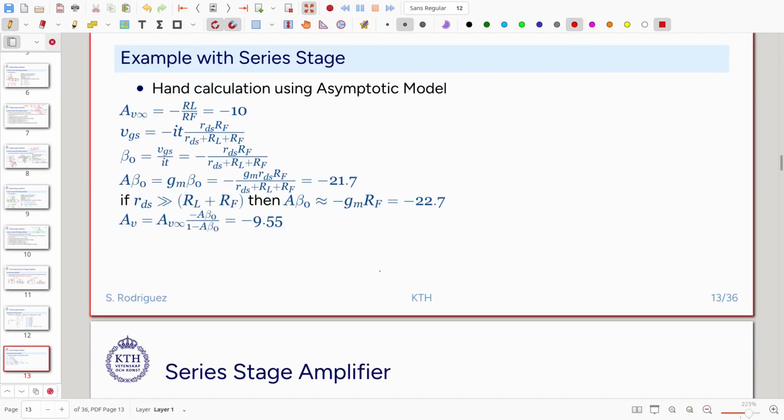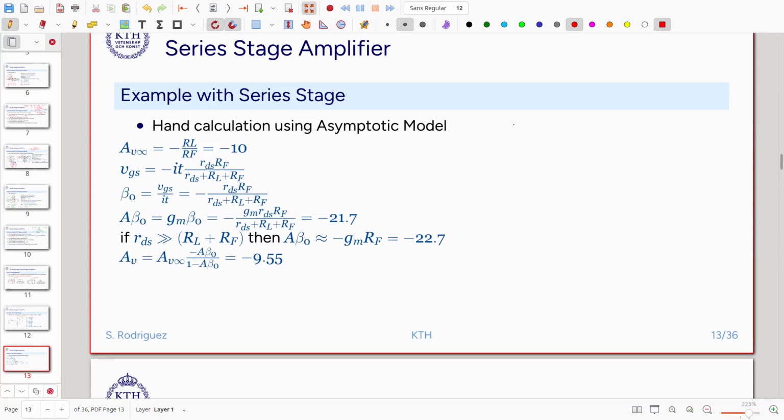So first we are going to do a hand calculation using the asymptotic model, and for that we just draw the circuit assuming that we have a nullor here, and then we will have this resistance RF, and then we will have this resistance RL, the load resistance here, and then I will have my source here, Vin, that will be RS, and then this will be Vout here.